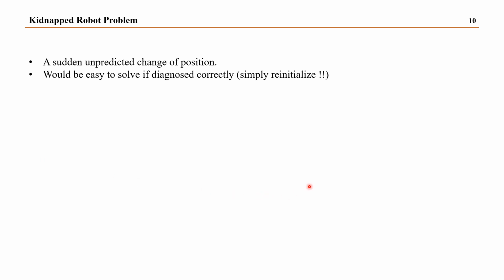So this would be quite easy to solve if it is diagnosed correctly. Basically this would look like a global localization problem because we simply reinitialize the filter, in our case the particle filter, having particles spread all over the space, and then we wait for the convergence. That would be quite easy, but the problem is the diagnosis. So we need a tool to measure how well the localization process is going. This is a topic that we're going to discuss quite shortly.